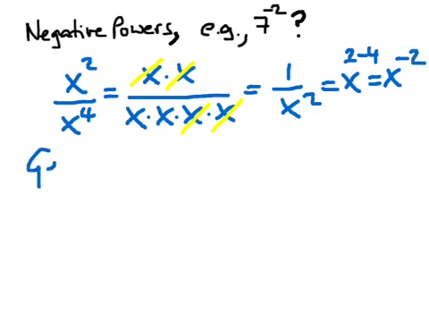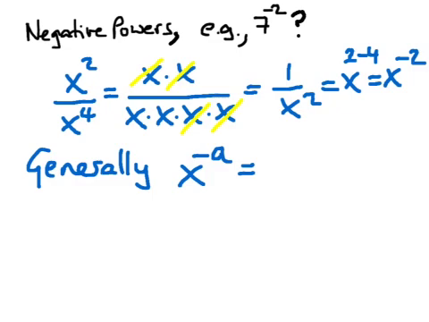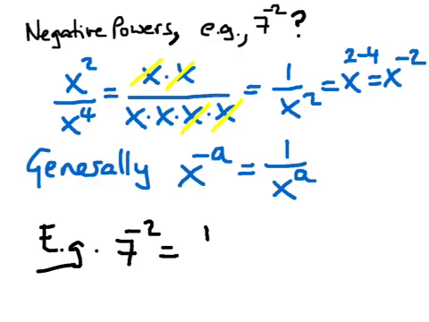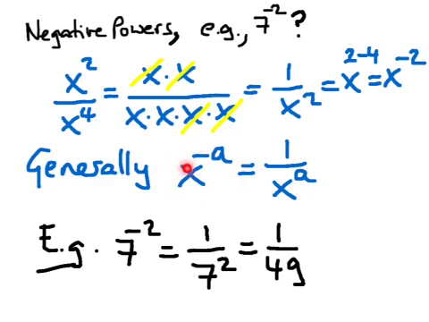So generally, we have that x to the minus a means 1 divided by x a times. So concretely, for our example at the top here, 7 to the minus 2 just means 1 divided by 7 squared. So it's 1 over 49. So all a negative power means is that you are dividing by this number here, or the x to the power of the positive number. So x to the minus 3, you're dividing by x 3 times. So that's what negative powers mean.